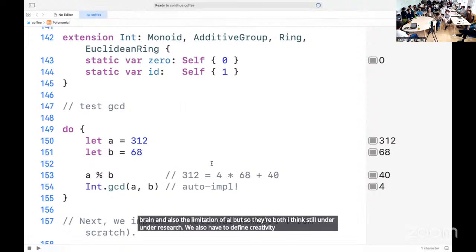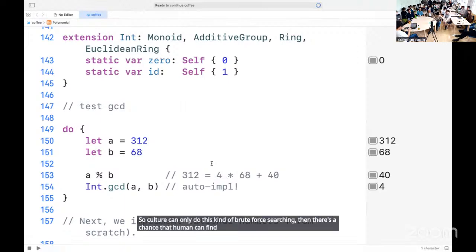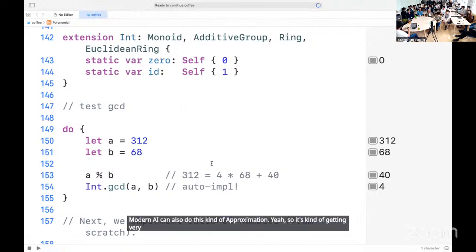We also have to define creativity. Yeah, most importantly. So if a computer can only do this kind of brute force searching, then there's a chance that humans can find a nicer way to approach it. But modern AI can also do this kind of vague approximation. Yeah, so it's not easy to answer. We can say it has intuition.